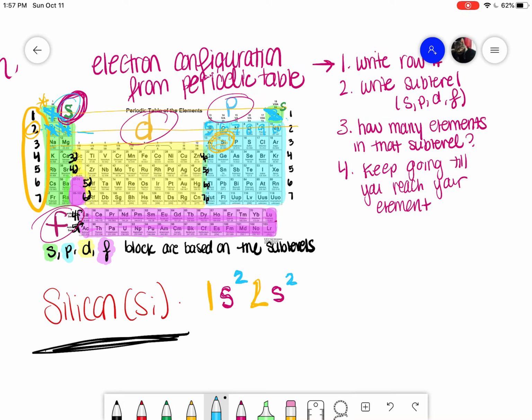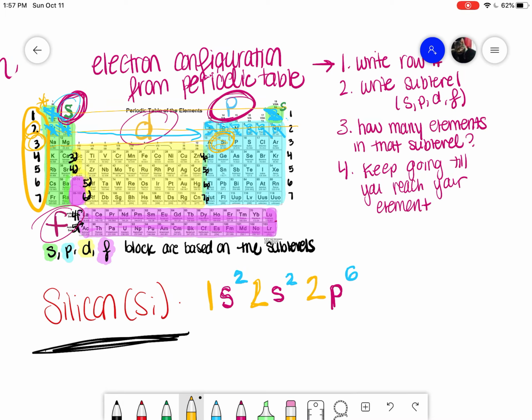Now we go over, still in our second row, but now we're in P. So we're still in our second row, so we can write 2. This time we're in our P sublevel, so you're going to write P. And we have to go through 1, 2, 3, 4, 5, 6 elements, so 6 electrons, so you're going to write a 6 as the exponent.